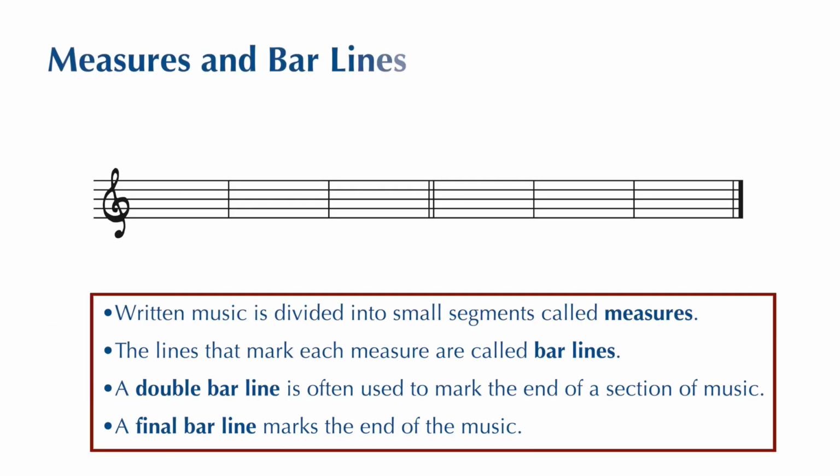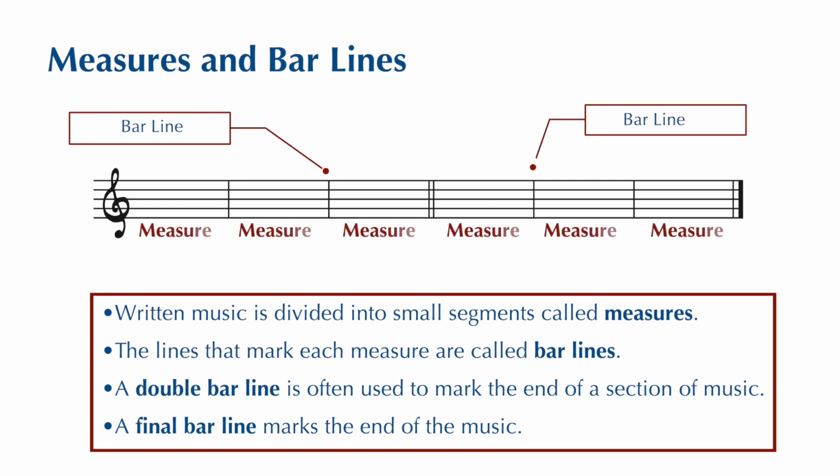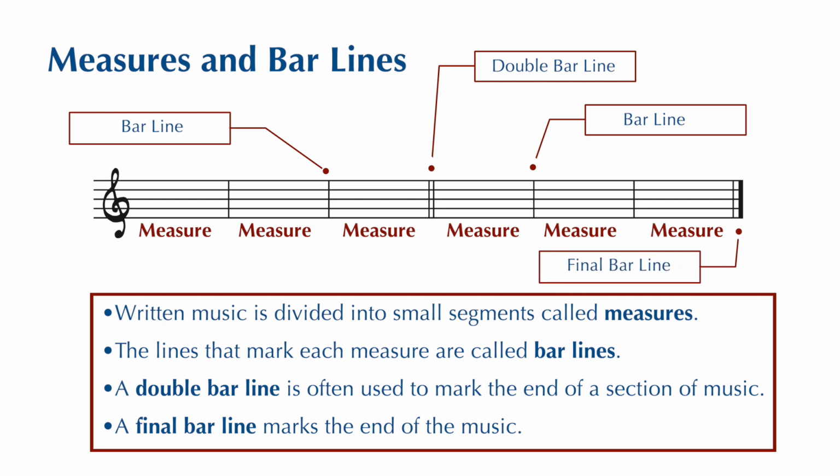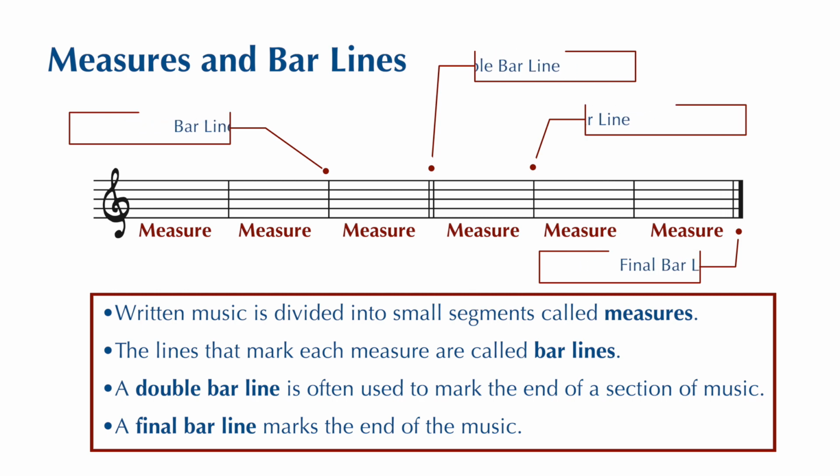A bar line is used to divide music into small segments called measures. These are bar lines. These are measures. A double bar line is often used to show where one section of music ends and a new section begins. This double bar with the thin line and the thick line is a final bar line, which appears at the end of the music.